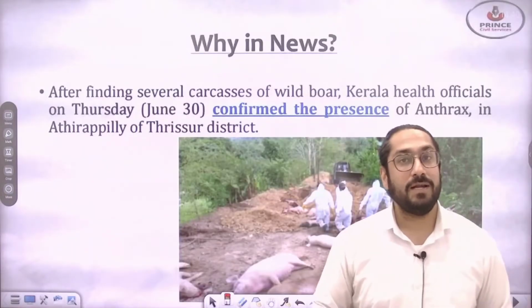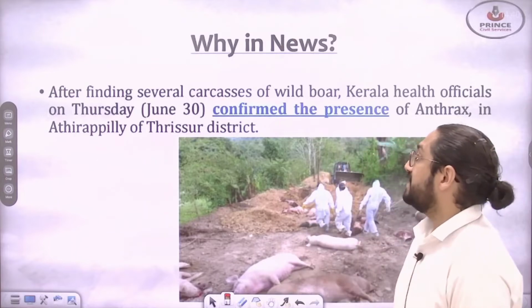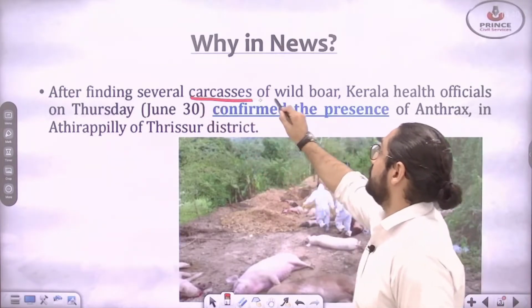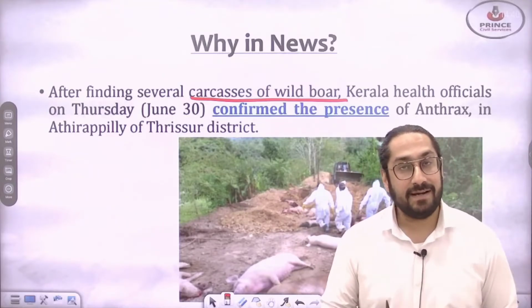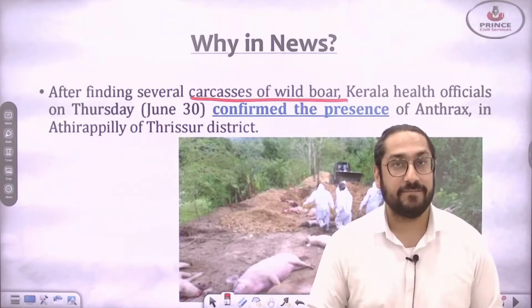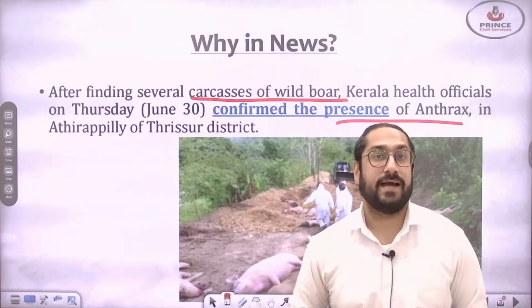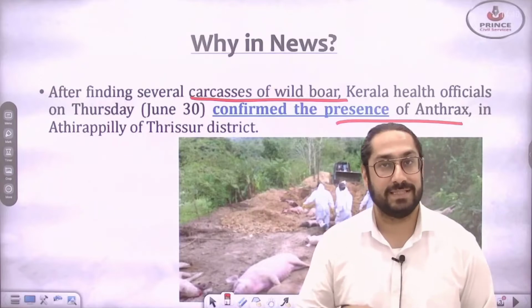But first of all, we will look at why this disease is in the news. So basically what happened in Kerala, there have been some carcasses of wild boar, and when it was tested, Kerala health officials have confirmed the presence of anthrax in the Thrissur district of Kerala. So that is why we are going to learn about this disease.